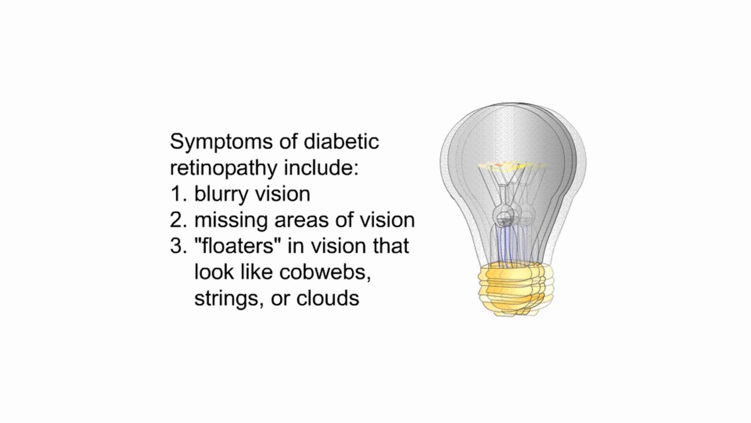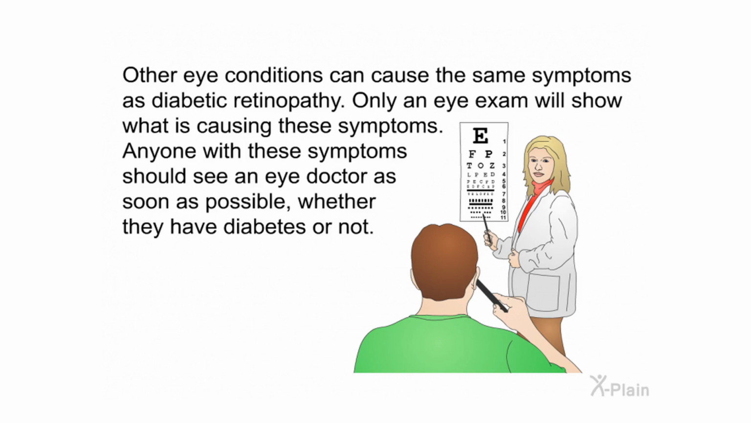Symptoms of diabetic retinopathy include: 1. Blurry vision, 2. Missing areas of vision, 3. Floaters in vision that look like cobwebs, strings, or clouds. Other eye conditions can cause the same symptoms as diabetic retinopathy. Only an eye exam will show what is causing these symptoms. Anyone with these symptoms should see an eye doctor as soon as possible, whether they have diabetes or not.